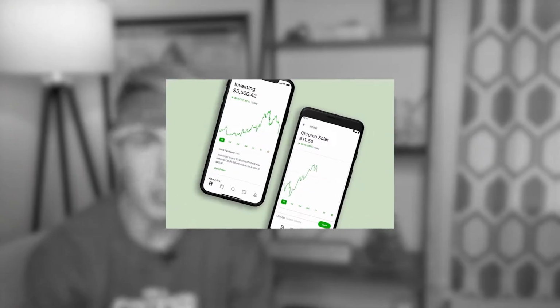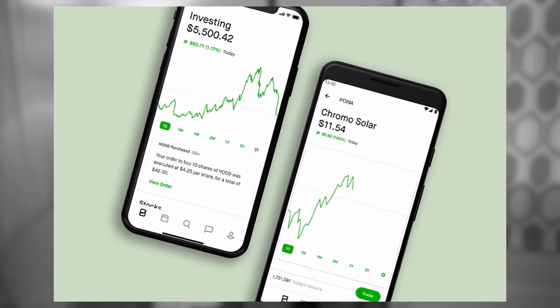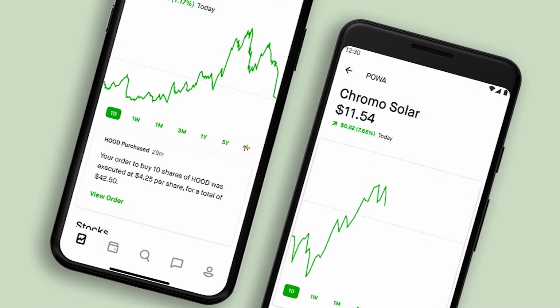So in general, with Robinhood, what we're looking at is a platform tailored towards shorter term investors or just complete beginners that are going to want to change their investments relatively frequently. The platform has a very simple interface that makes it super easy for beginner investors and traders to get started, which is one of the reasons why Robinhood has grown in popularity so much over the last couple years.